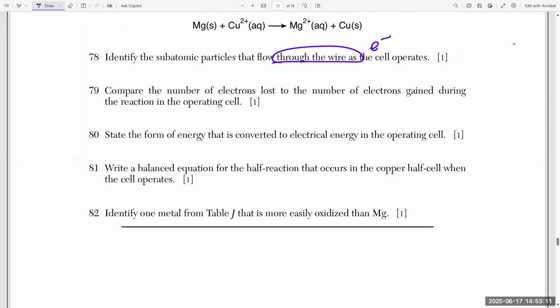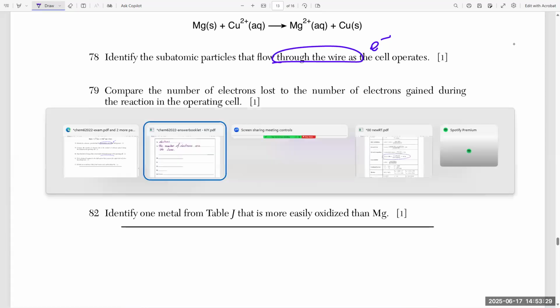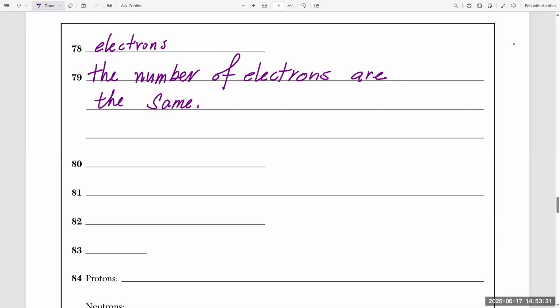State the form of energy that is converted to electrical energy in the operating cell. There's only two answers. One is chemical to electrical in the case of a voltaic cell, and in an electrolytic cell, it's using electrical energy to drive a non-spontaneous chemical reaction. So what's the answer, kids? That's right, it's chemical energy.